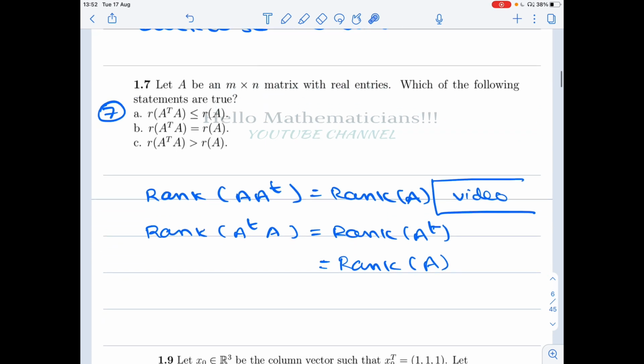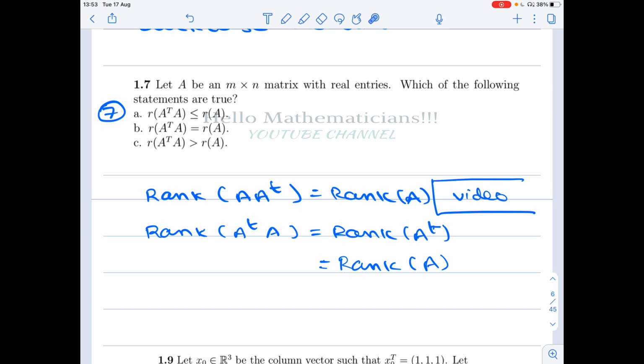Let A be an n by n matrix with real entries. Which of the following statements are true? Basically they want to relate the rank of A transpose A and the rank of A. Again, I put a description to a video where we proved that rank of A transpose equal to rank of A. In that video also I said this is a very important result. Now you are seeing it is asked in NBHM. I put the link in the description.